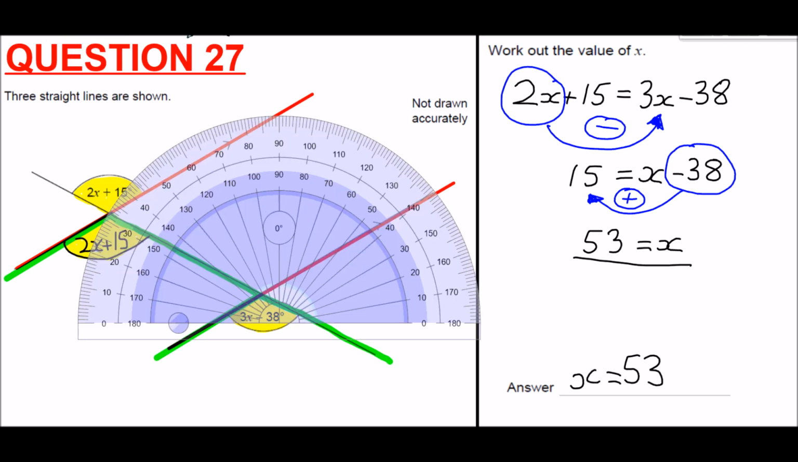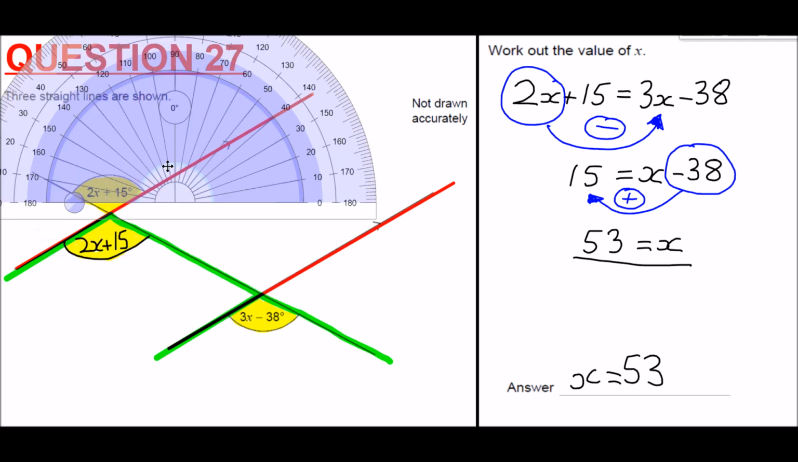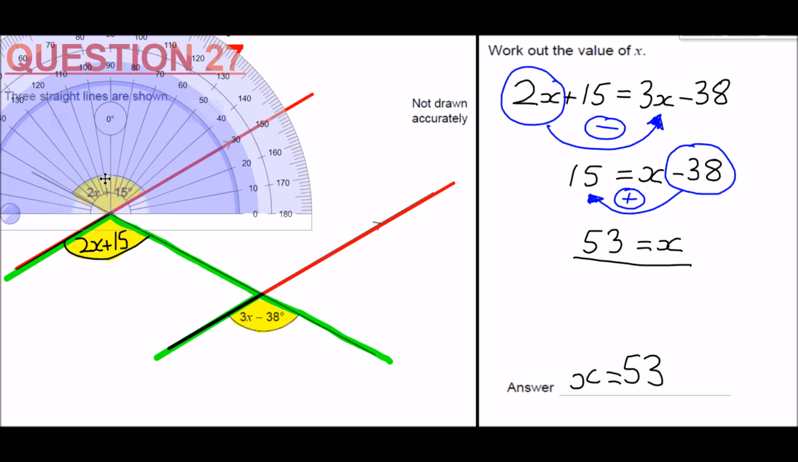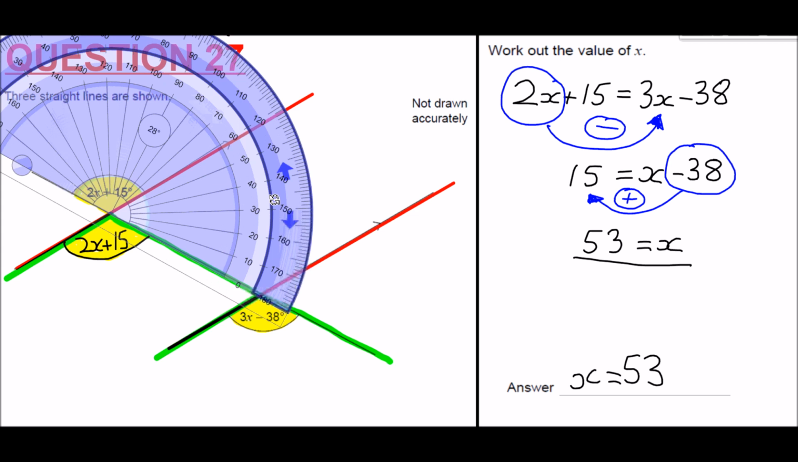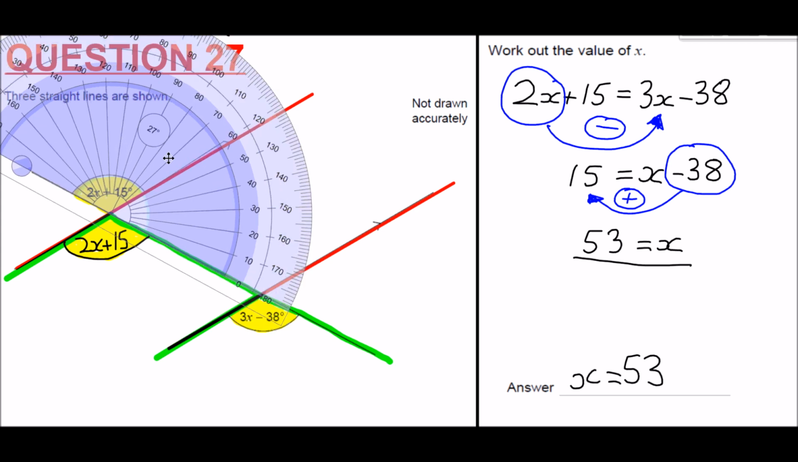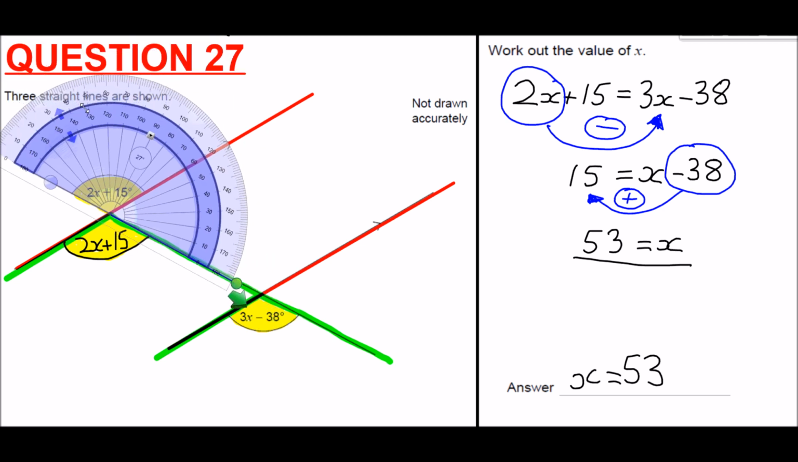So for example, measuring this angle here for 2x plus 15, if we just swizzle the protractor around, measuring up from 0, 2x plus 15, 10, 20, 30, 40, 70, 80, 90, 100. That's about 120 by the looks of things.